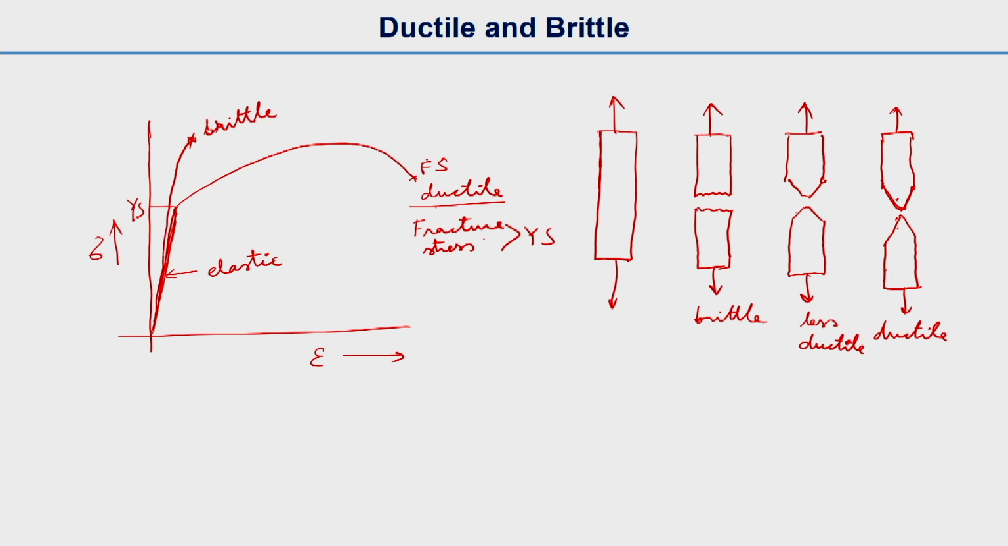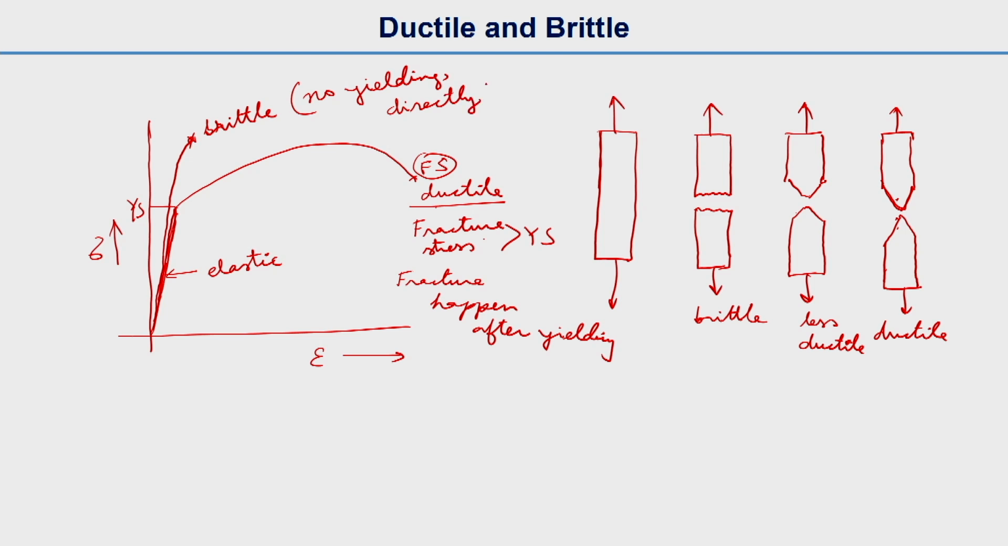This is the fracture strength, and that means for a ductile material, fracture happens after yielding, after plastic deformation. In the case of a brittle material, there is no yielding, it fractures directly. So that is the difference that all of you know.